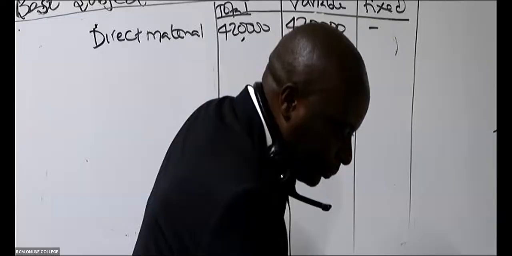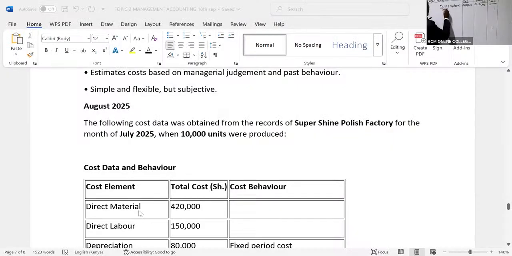So the next one that we have there is direct labor. I know now what to do with direct labor. They have told me the total is 150,000. And because they have used the word direct, I know that the whole of it should go under variable, and a dash under fixed.